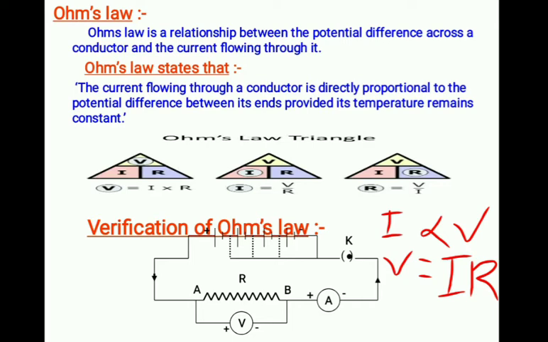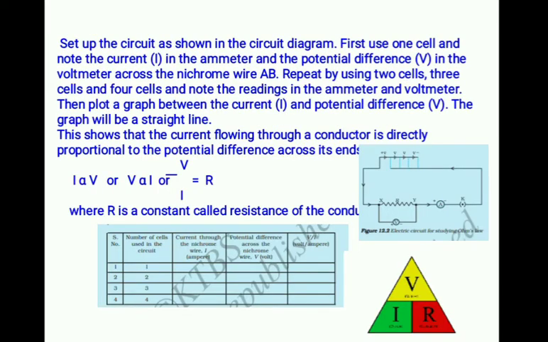As Ohm's law states, the current flowing through a conductor is directly proportional to the potential difference. Now we can verify it experimentally. For this, set up a circuit as shown in the figure. It consists of a wire XY of length L meter, an ammeter, a voltmeter, and 4 cells.